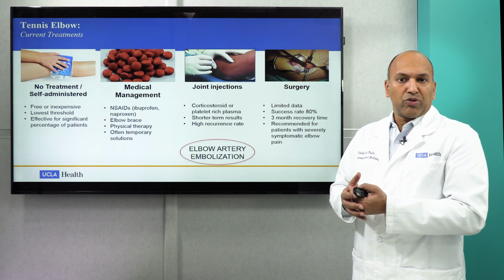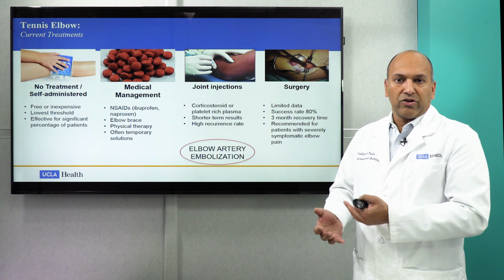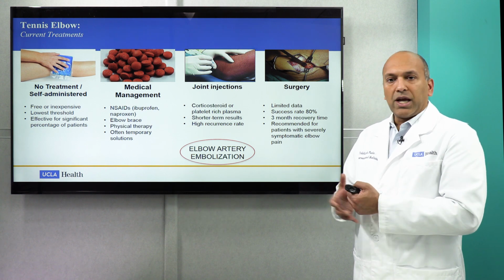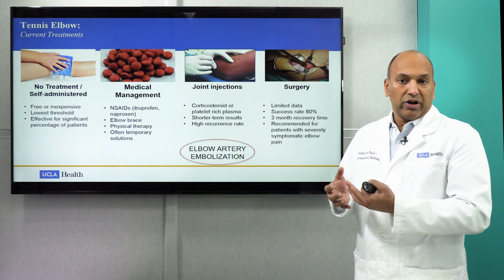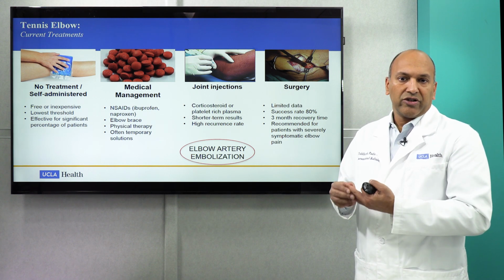So when we talk about the treatment algorithm for lateral epicondylitis or tennis elbow, artery embolization is something that can be considered when people fail conservative management such as rest, ice, nonsteroidal anti-inflammatory drugs.